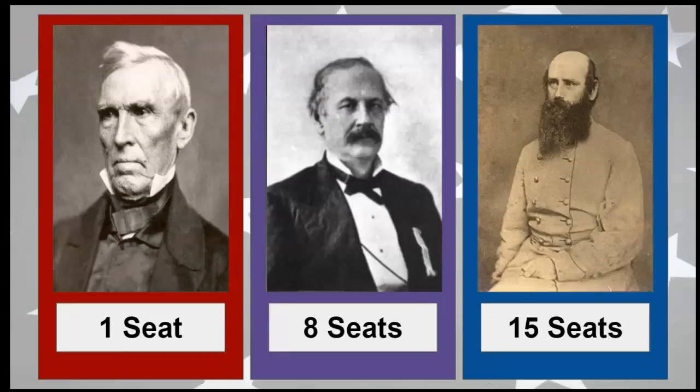And here is the current Senate composition thus far. Liberals being led by John Crittenden currently have 1 seat. The moderates have 8 seats, and the conservatives have 15 seats. You need 17 seats in order to gain a majority. And the conservatives are currently 2 seats away in the Senate from obtaining a majority.